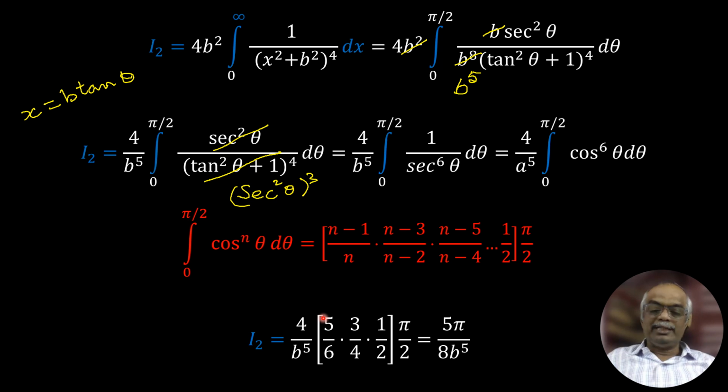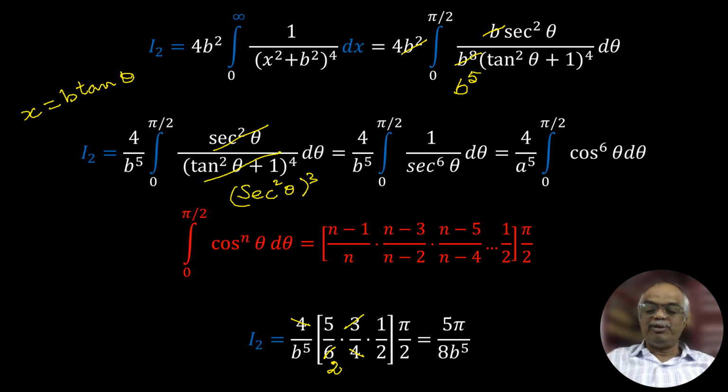So now we can cancel some of these terms. This 4 and this 4 will get cancelled, and this 3 will get cancelled with this 6, which will become 2. So in the numerator you have 5 times pi, and in the denominator 2 into 2 into 2, 8 into p power 5. So this is the I2. Already we have found the value of I1.